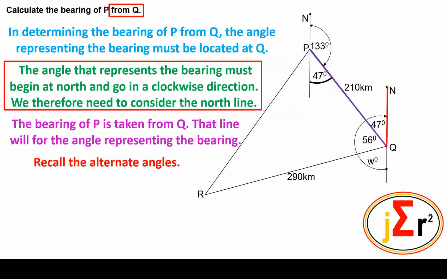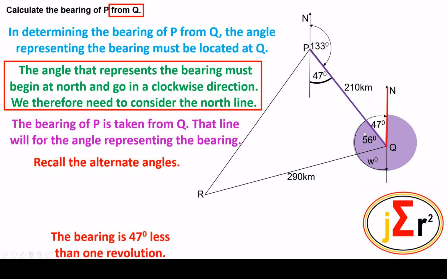The angle that represents the bearing, we are highlighting that, taking a second look at it, must begin at north and go in a clockwise direction. We therefore need to consider the north line. We have the north line there, and we are going to show the angle that begins at the north line and goes in a clockwise direction. That is the angle that represents the bearing.